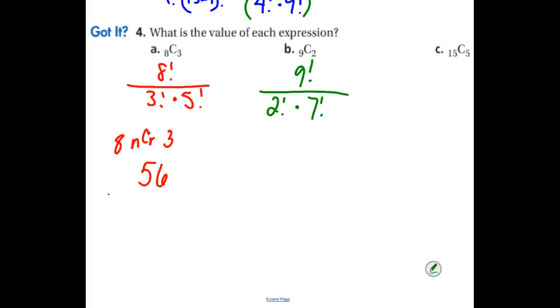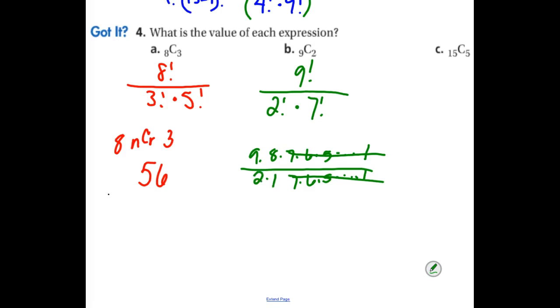Now, I'm assuming most of you grabbed your calculators because I said you could, right? But let's say we didn't have a calculator. 9 factorial is 9 times 8 times 7 times 6 times 5, right? Down to 1. This 7 factorial on the bottom is going to drop all of this out, correct? So it's really 9 times 8, and then we're dividing by 2 factorial. But 2 times 1 is 2. Can I reduce the 8 and 2? 9 times 4 is 36. Yes?